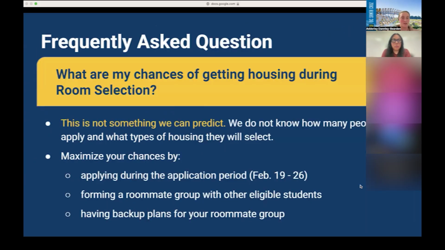So some frequently asked questions, what are your chances of getting housing? Like Gabriella had mentioned previously, this isn't something that we can predict since we don't know how many people are going to be applying, where they're going to be applying, what housing they're interested in. But you can maximize your chances by applying during the application period, which is the 19th to the 26th, forming a roommate group with other eligible students, and having backup plans for your roommate group and yourself as well.